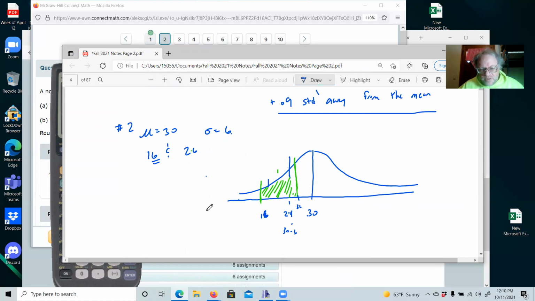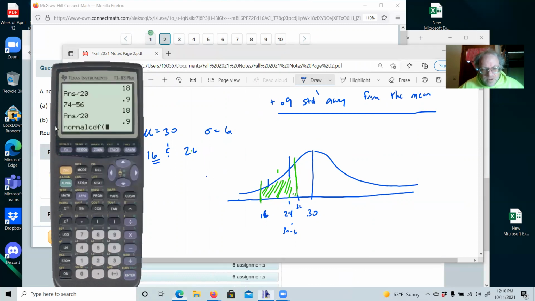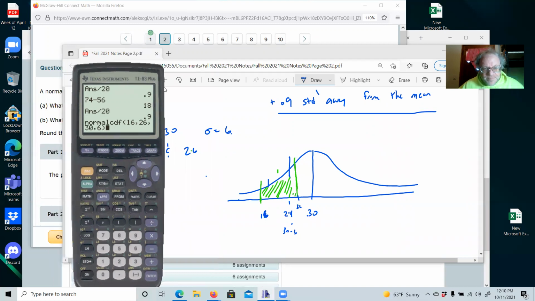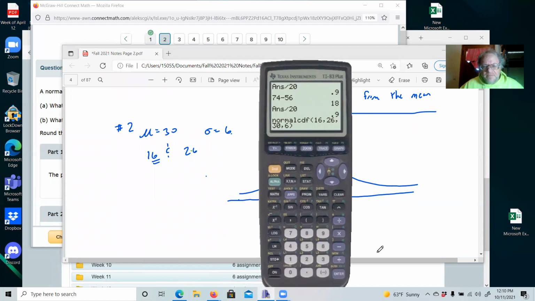Okay, 16 to 26. So our low number is going to be 16, our high number is going to be 26, our mean is 30, and our standard deviation is 6. All right, so that's what we're doing with that. And we'll press that in.